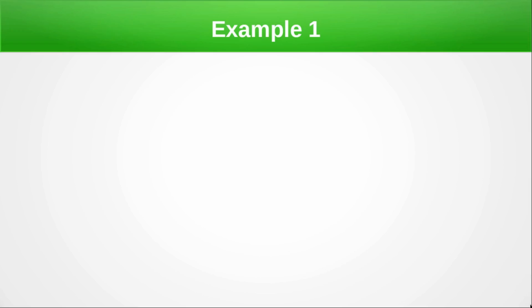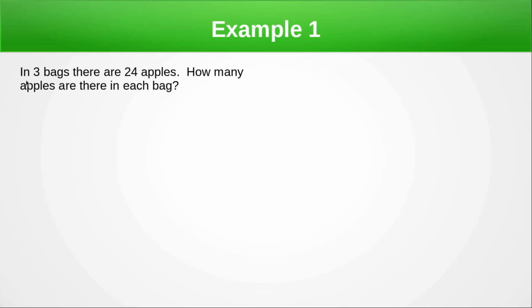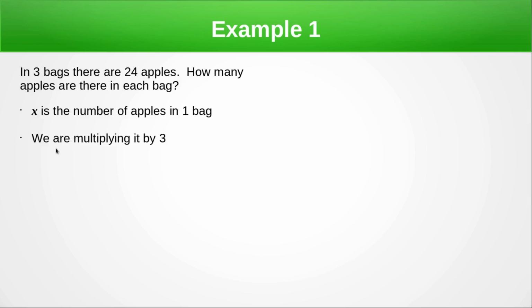So let's look at our first example. In 3 bags there are 24 apples. How many apples are there in a bag? You can see from the last part of the sentence we're interested in the number of apples in a bag. So that means that x is the number of apples in one bag. Well, what do we do with the number of bags? We multiply by 3. So that's going to give us the 3x part.